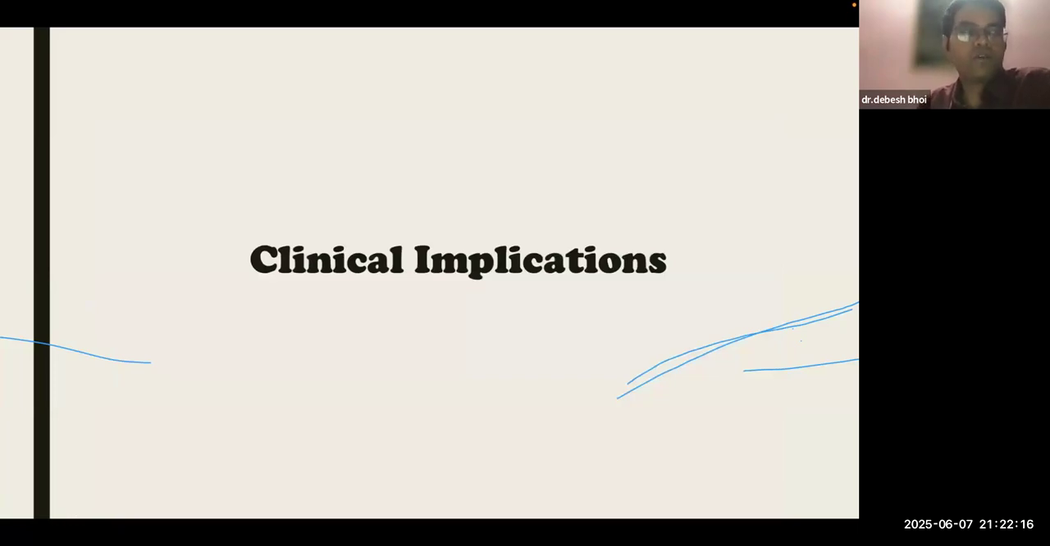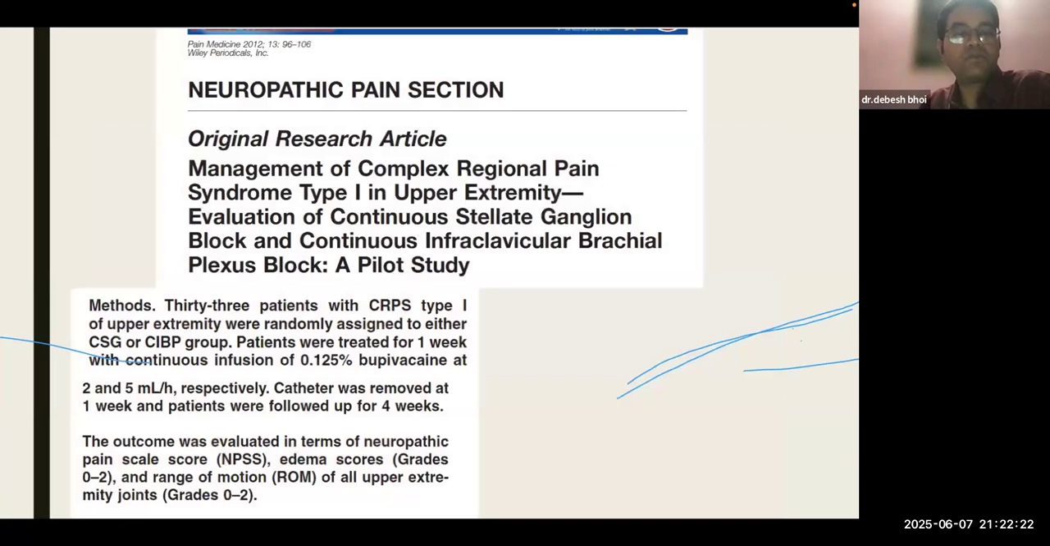So what is the importance of knowing the infraclavicular axillary area? See, again, there might be clinical implications. This is a paper on the management of CRPS1, that is upper extremity pain, from 2012. They planned to compare the continuous stellate ganglion block versus continuous infraclavicular brachial plexus block.